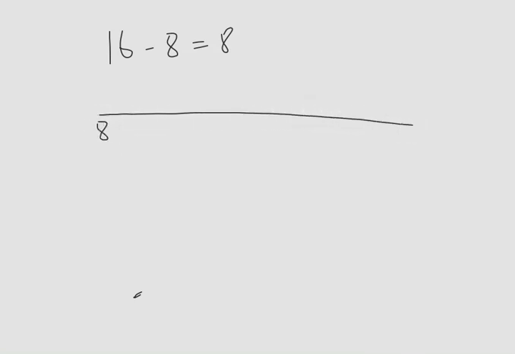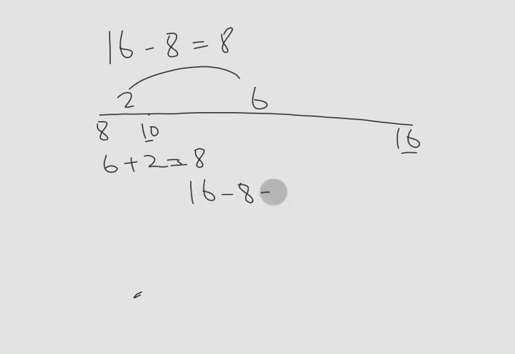Write the smallest number here and the biggest number here. Convert this 8 into the nearest 10, so the difference here is 2. Now between 10 and 16, the difference is 6. Now add these two: 6 plus 2 becomes 8. Now it's easy: 16 minus 8 is equal to 8. You got the answer.